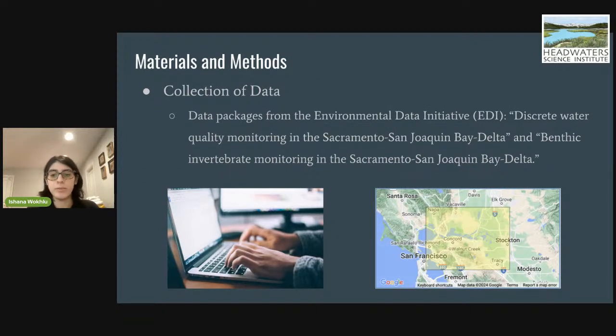We used data from 2 data packages from the Environmental Data Initiative: discrete water quality monitoring in the Sacramento-San Joaquin Bay Delta, and benthic invertebrate monitoring in the Sacramento-San Joaquin Bay Delta. And just as a notice, specific conductance is often used as a measure of salinity, and so was used for this purpose in this study.